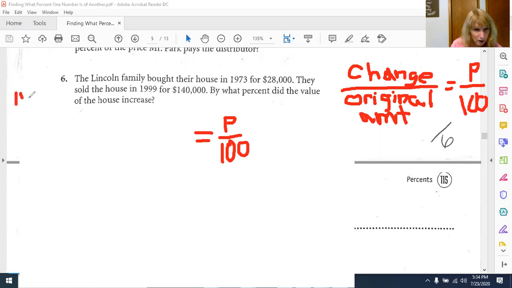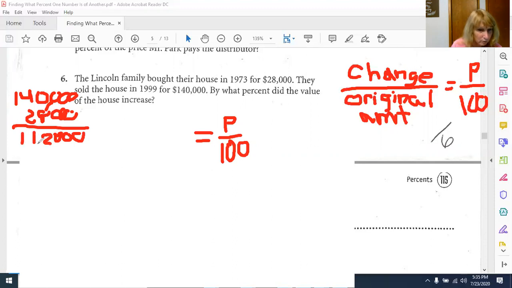So we could subtract 140,000 minus 28,000. 0, 0, 0. 3 zeros. 1, 2, 3. 4 becomes a 3. 10 from 8 is 2. 3 from 2 is 1. 112,000. Yes. So 112 goes on top. That's your change.